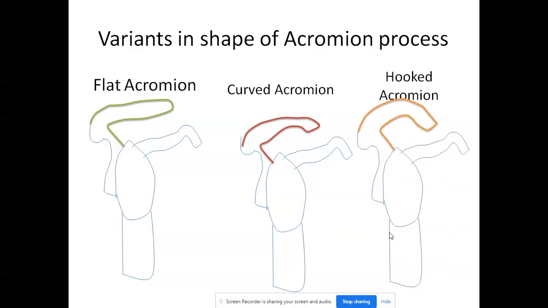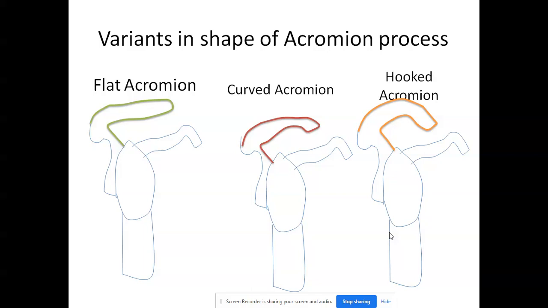You can see in the image, this is the transverse view of the shoulder joint. This is how you have to draw. The green color in the flat acromion is nothing but your acromion part, which is flattened at the end. The curved acromion demonstrates a curved part of the acromion in pink color, whereas the hooked acromion demonstrates the hooking of the acromion, which is shown in orange color.